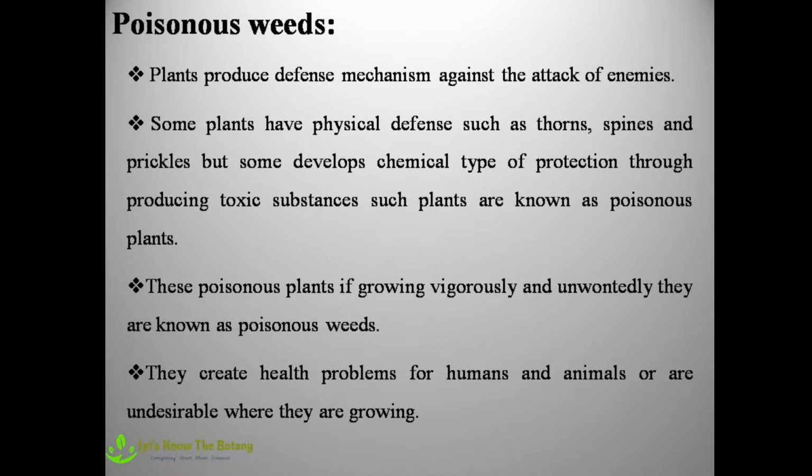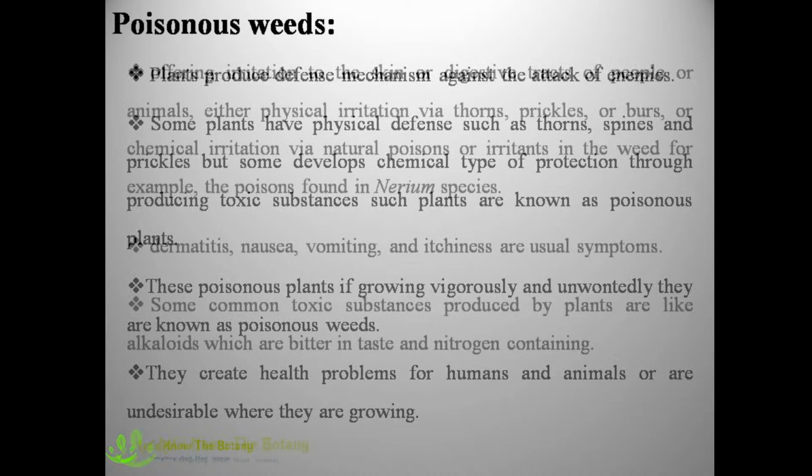Through these physical barriers or chemical barriers like toxic substances, each plant creating its own defense mechanism is called a poisonous plant. If these plants are growing vigorously and undesirably, where they are not actually suited or desired, such plants are called poisonous weeds. They create health problems for humans and animals, or are undesirable where they are growing.